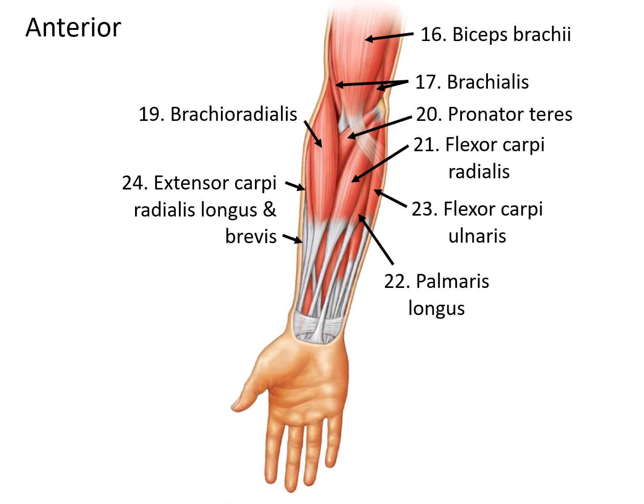Here we can see those two upper arm muscles again. And now we're looking at the forearm. Now, there are multiple layers of muscles in the forearm. We're just going to look at the superficial layer. Okay.